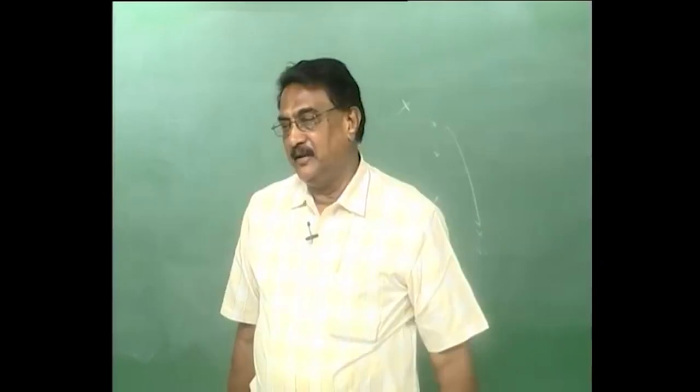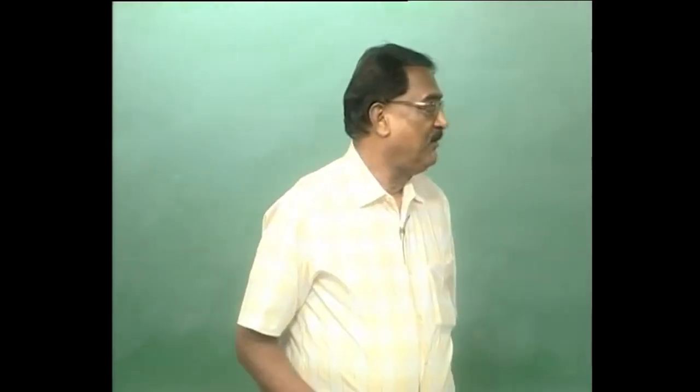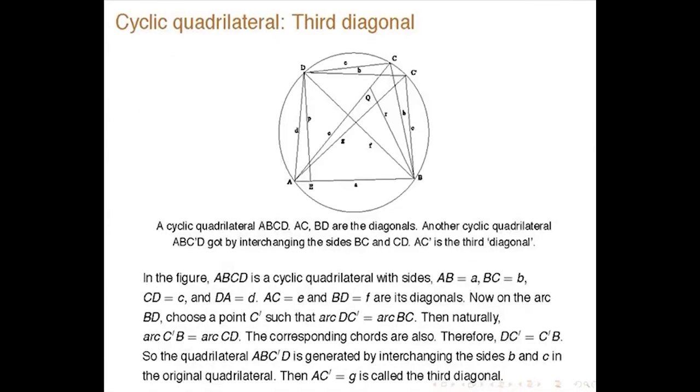Now comes the new thing. He introduces the concept of a third diagonal, which will be very useful in many results on cyclic quadrilaterals. In all cyclic quadrilaterals, the diagonal obtained by the interchange of its face and flank side is a third diagonal. This is your cyclic quadrilateral ABCD. These are the diagonals, right? BD and AC are the diagonals. Call them E and F.